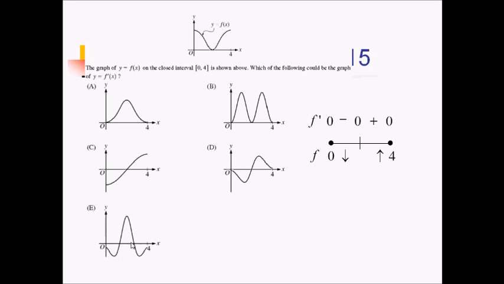E can be eliminated because you'll notice here that we only have one x-intercept between 0 and 4, whereas D has two x-intercepts for the derivative. So at the end of the day then, choice D is the only one we can't eliminate.